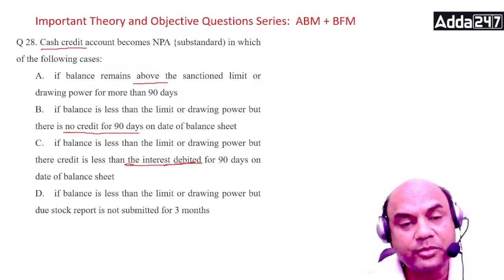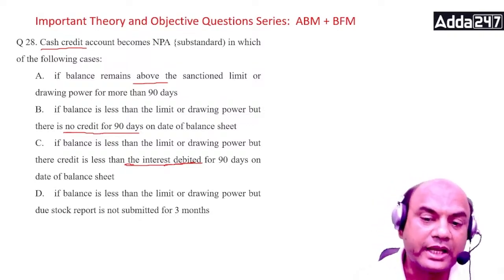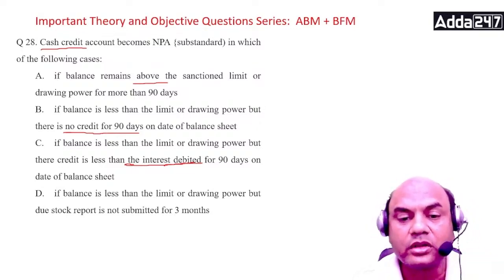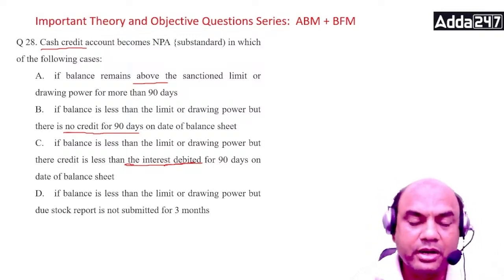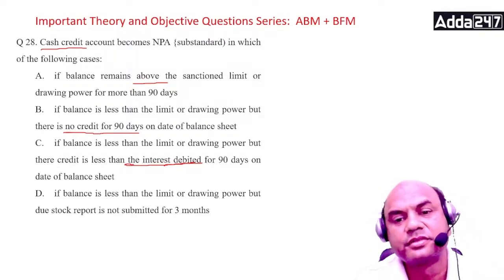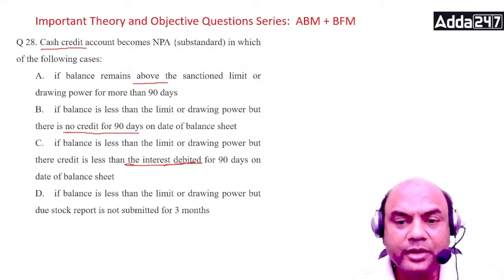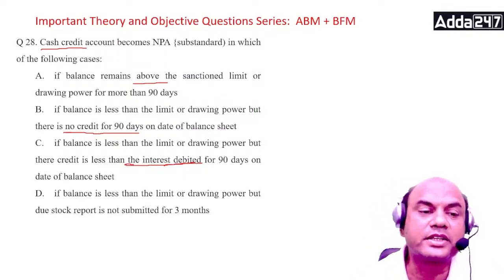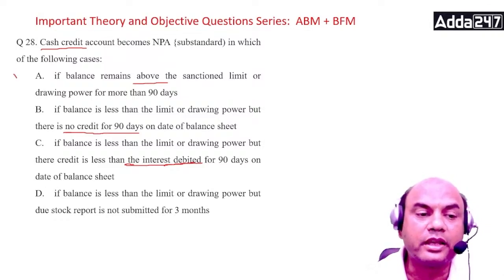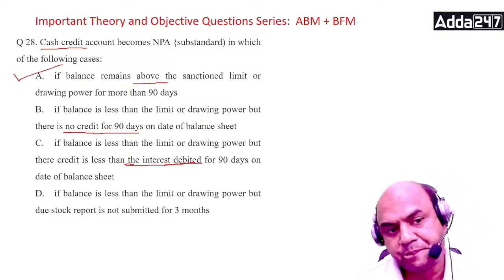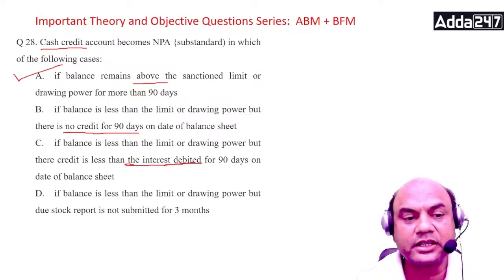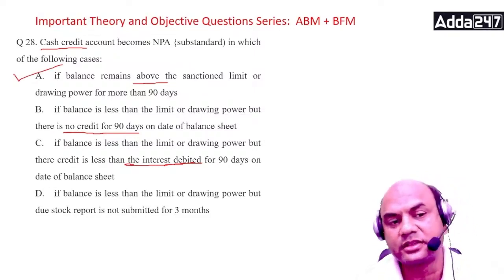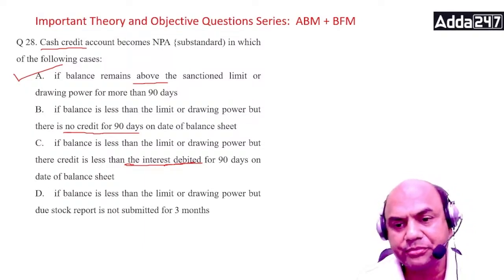Now, if the answer would have been option E, all of the above, I think 90% of you would have typed the answer E, that is A, B, C, D, all of them. But remember, even that answer is wrong. An account becomes NPA in which of the following cases? Think over it. The answer is only A. If the balance remains above the sanction limit or the DP for more than 90 days. That is the only answer.